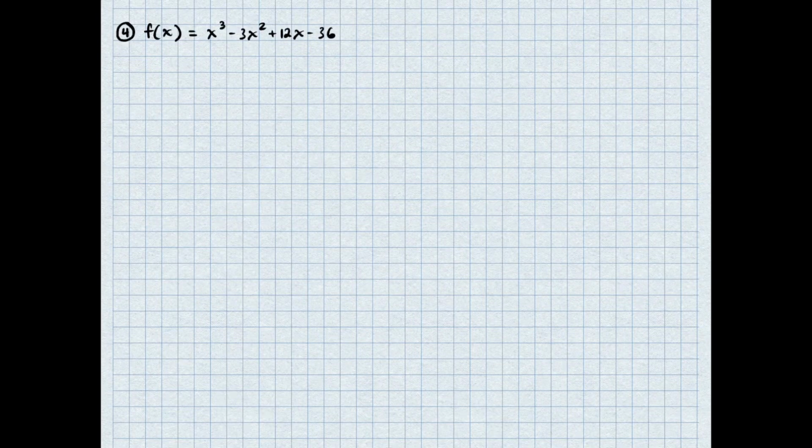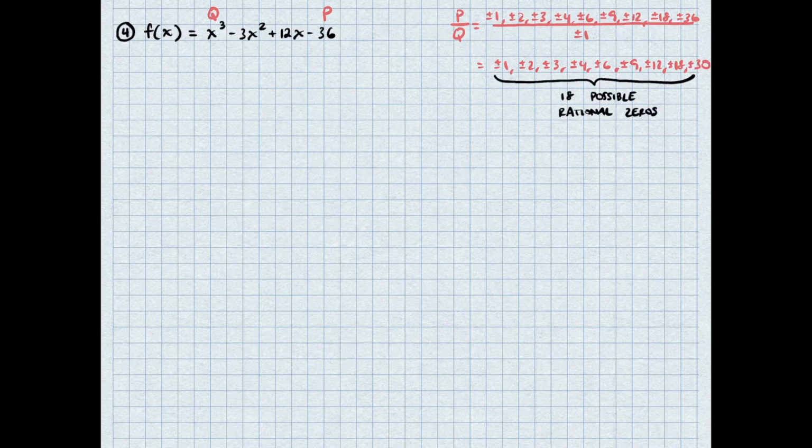Here we have the function f of x is equal to x cubed minus 3x squared plus 12x minus 36. For a list of possible rational zeros, we'll find the ratio of factors of p to factors of q. And just like the last example, we're going to have the same factors. As expected, we have 18 possible rational zeros.